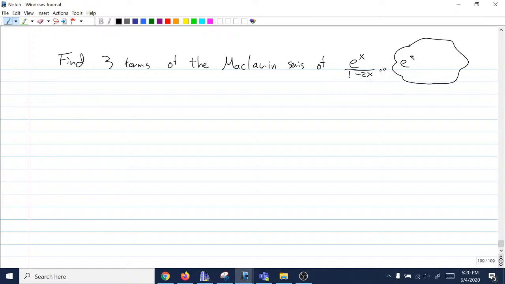Let's find 3 terms of the Maclaurin series. Let's make it e to the x over 1 minus 2x. If someone writes that, you need to interpret that's e to the x times 1 over 1 minus 2x. E to the x I know, it's the sum of x to the n over n factorial. 1 over 1 minus 2x is 1 over 1 minus something is the sum of something to the n. Is the sum of 2 to the n x to the n.